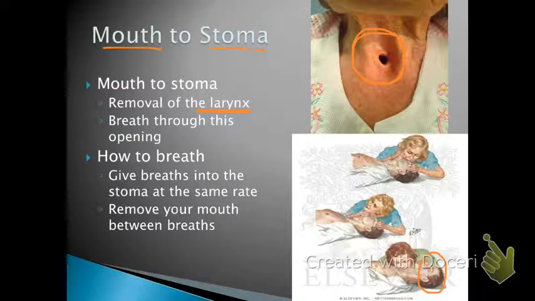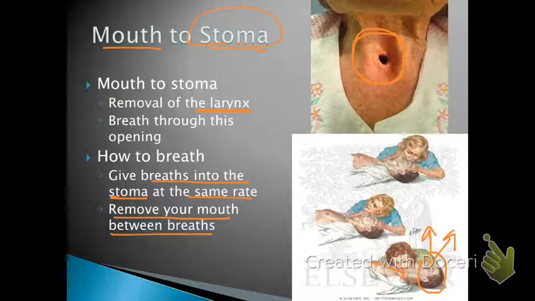Otherwise, as we're breathing through the stoma here, air would be coming out of the patient's nose and out of the patient's mouth. So we have to make sure that as we're breathing into patients with a stoma that we are doing it correctly. Cover the patient's nose and mouth and breathe directly into the stoma. As always, you still want to give breaths into the stoma at the same rate that you would if you were doing it from mouth to mouth or mouth to mask. And then obviously remove your mouth from the stoma between the breaths to allow any excess air to be removed from the lungs themselves, and then go back down and give your breath again.